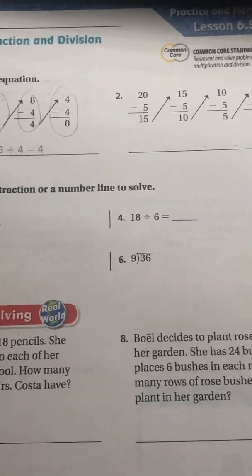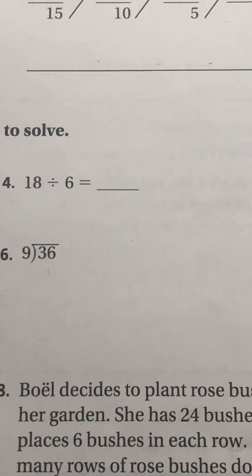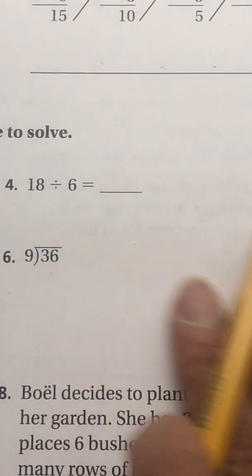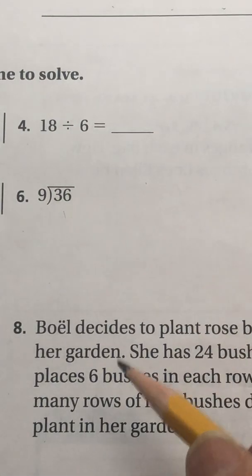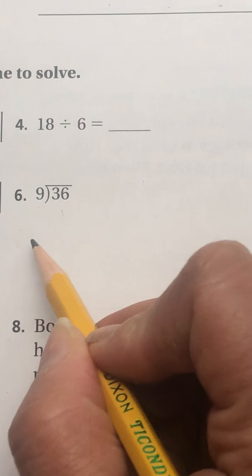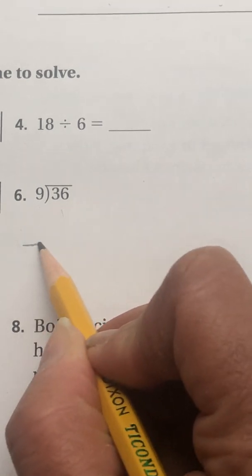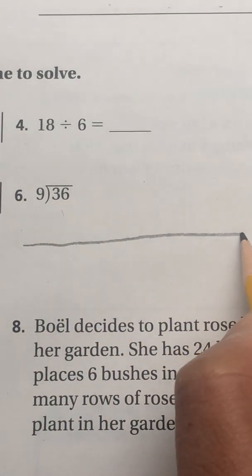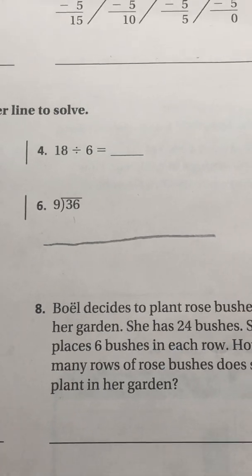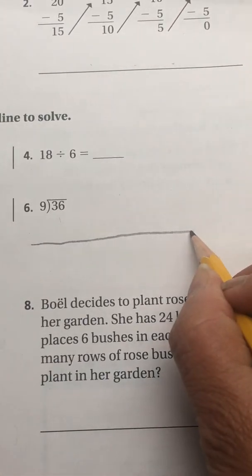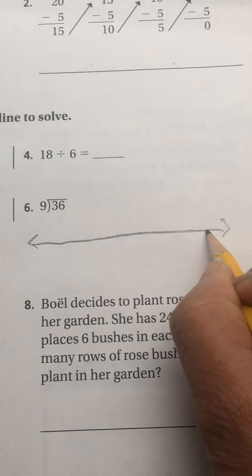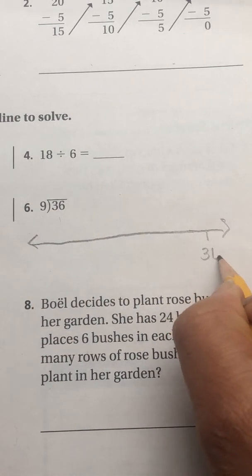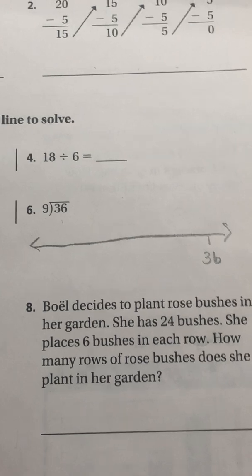So I'm going to zoom in, and I'm going to try to do this problem in this big space here so that I can find the answer. I'm going to use a number line. So I am going to draw a horizontal line. Let me zoom out just a little bit. And I am going to put my arrows at the ends, and I'm going to start at 36, and I am going to count backwards.